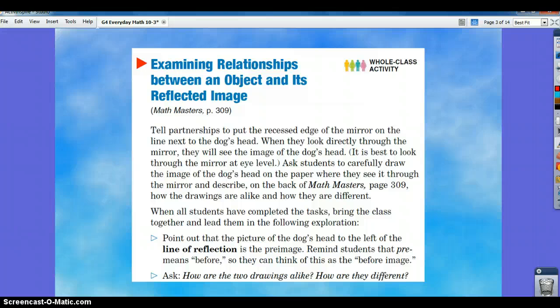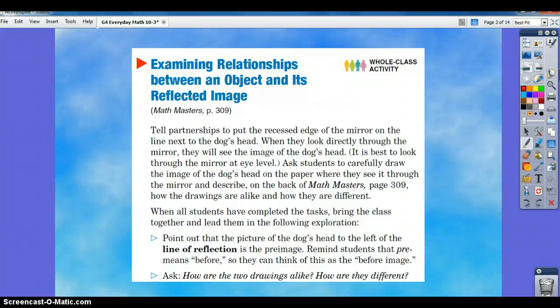I want you to realize that the picture of the dog's head to the left of the line of reflection is the pre-image. And remember that pre means before, so you can think of it as the before image. So how are the two drawings alike, and how are they different?